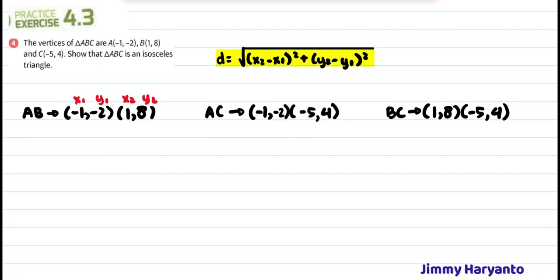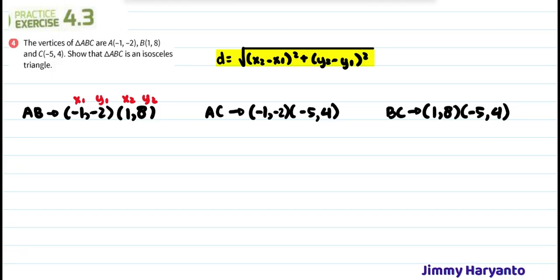Okay, next is question 4. The vertices of triangle ABC are A, B, and C. Show that the triangle is an isosceles triangle. Isosceles means it has one pair of same sides. That means we have to prove that the lengths are the same. There is only one pair of same length.